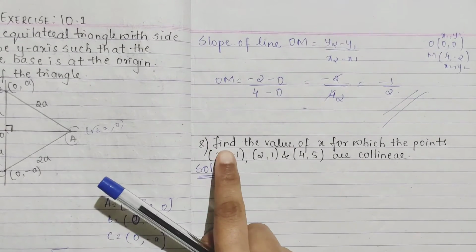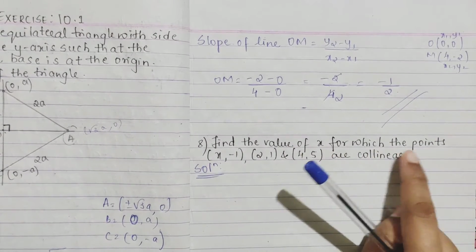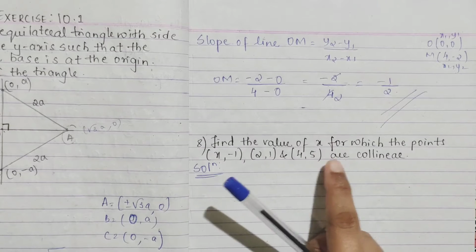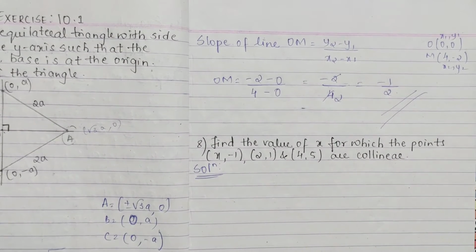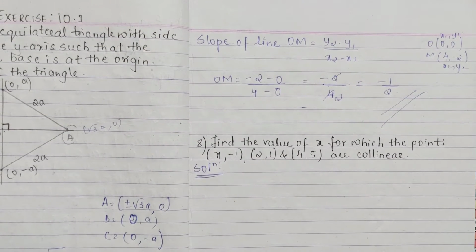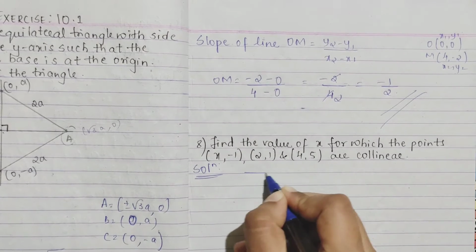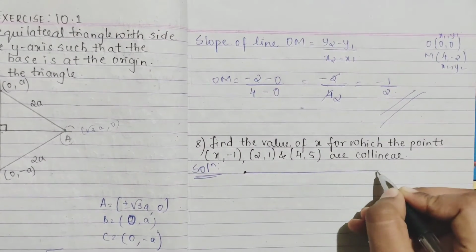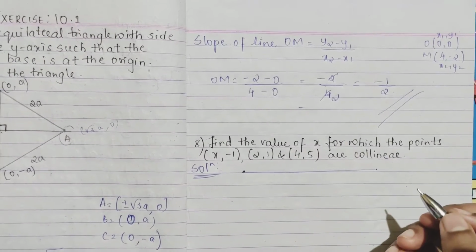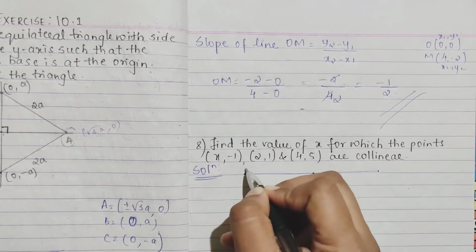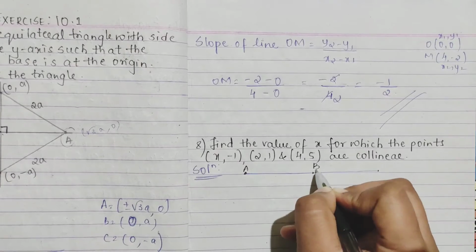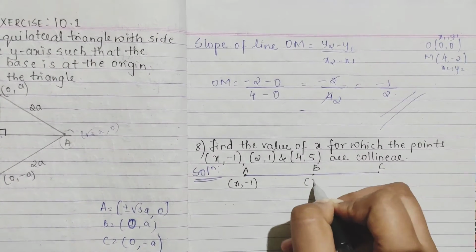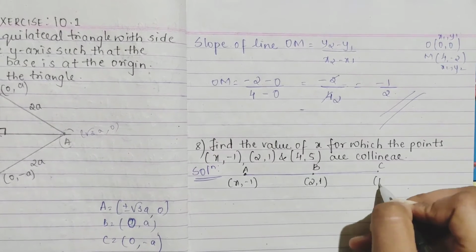Next question, find the value of x for which the points (x, -1), (2, 1) and (4, 5) are collinear. Collinear means what? Lying on the same line. Suppose this is a line, okay. So they are telling three points. Suppose these are A, B, C, and this point is (x, -1), this is (2, 1), this is (4, 5).